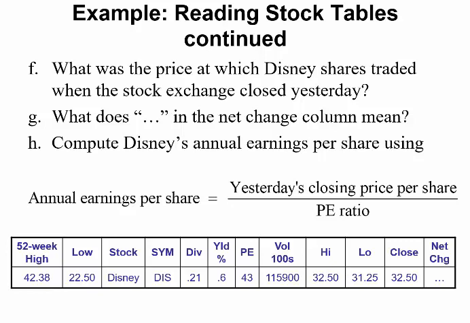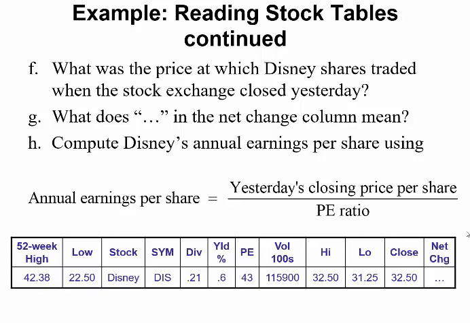What does the quotation in the net change column mean? And let's compute Disney's annual earnings per share, okay, given their PE ratio. The annual earnings per share here is yesterday's closing price per share divided by that PE ratio I was talking about. All right, let's do all this.